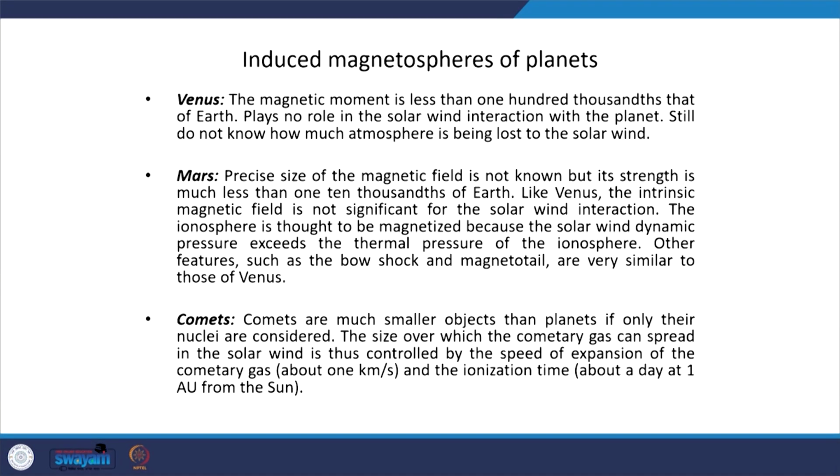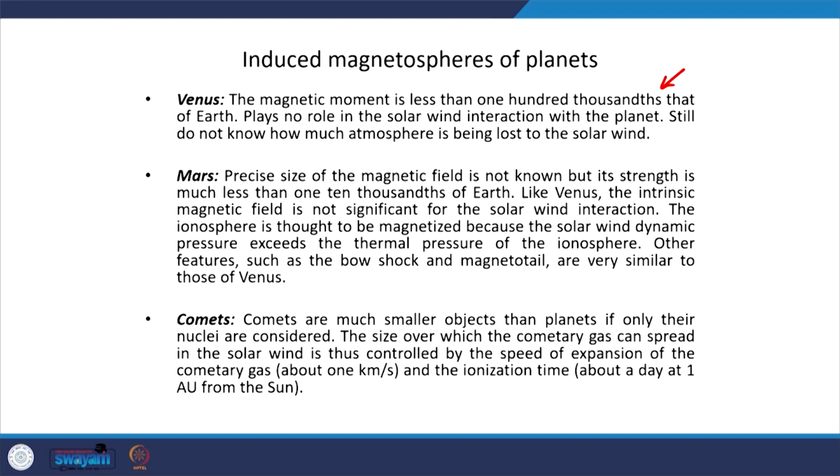So, for the induced magnetosphere of planets, Venus for example, the magnetic moment is less than 100,000th that of the Earth. Because of the slow rotation, so remember this number, 100,000th, it plays no role in the solar wind interaction with the planet. Still, we do not know how much atmosphere is being lost to the solar wind.